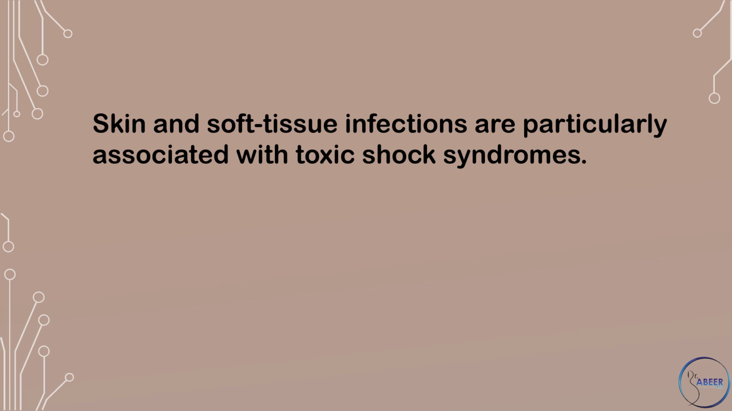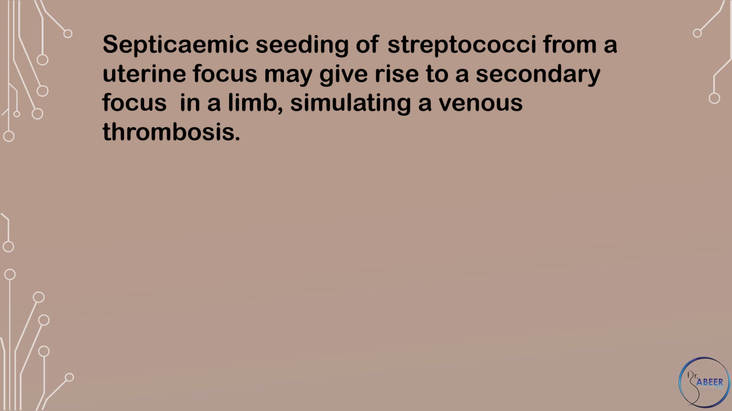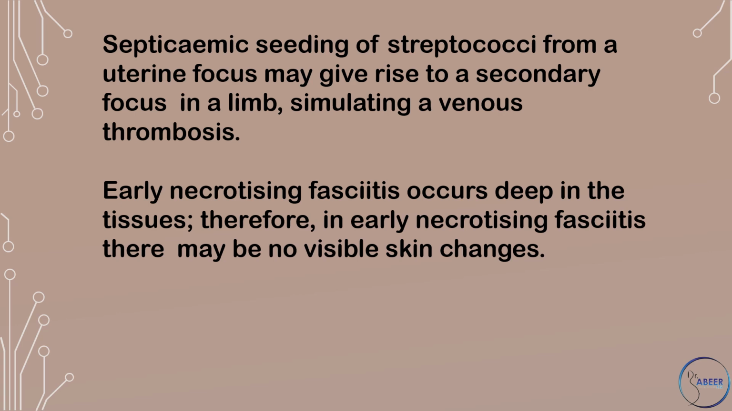Skin and soft tissue infections are particularly associated with toxic shock syndromes. Recurrent abscess formation, including labial abscesses, is a feature of PVL-producing staphylococci. Septicemic seeding of streptococci from a uterine focus may give rise to a secondary focus in the limb, simulating a venous thrombosis. Early necrotizing fasciitis occurs deep in the tissues. Therefore, in early necrotizing fasciitis, there may be no visible skin changes.